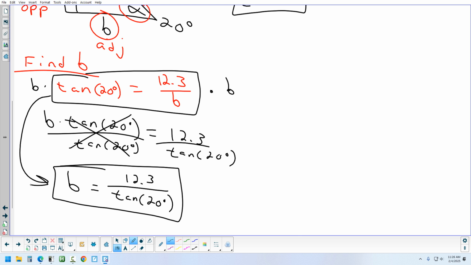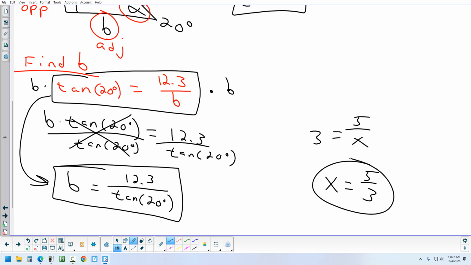Switch the B and the tangent. You can always switch what's in the bottom and what's on the other side when you have a setup like that. So if you had this and you're trying to get the letter by itself, it's easy. All you have to do is switch the x and the 3. That trick always works as long as you have that setup, and that setup comes up a lot in these kinds of problems.